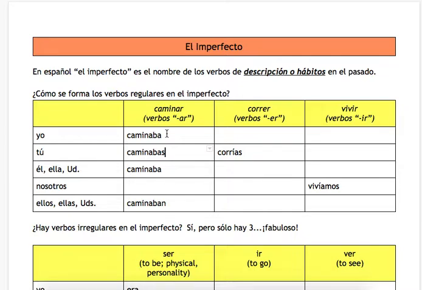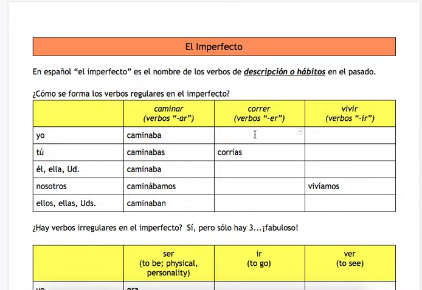So you have caminaba, caminabas, caminaba, and then the nosotros form, you also just add an ending that is going to be similar to present tense. It's caminábamos. You'll notice that there is an accent on the A in caminábamos. That's only something that happens with the nosotros form in this particular example and other AR verbs. And then for ellos, ellas, or ustedes, for them or you all, it's caminaban. So you'll notice a lot of the ending letters are similar to present tense with this.